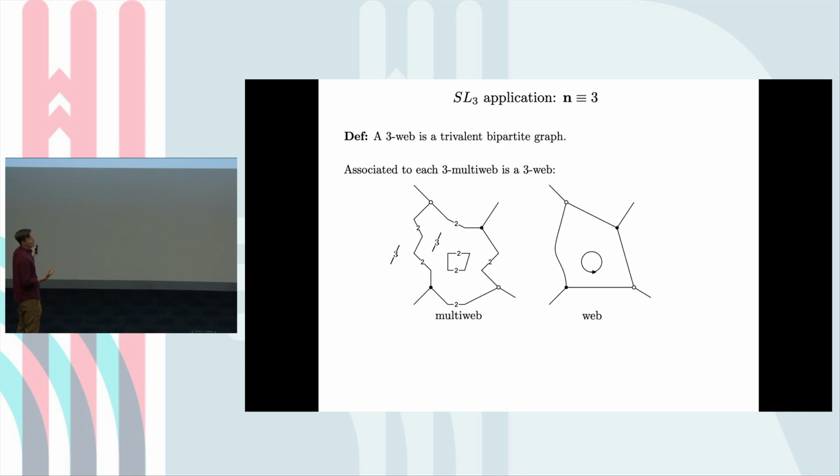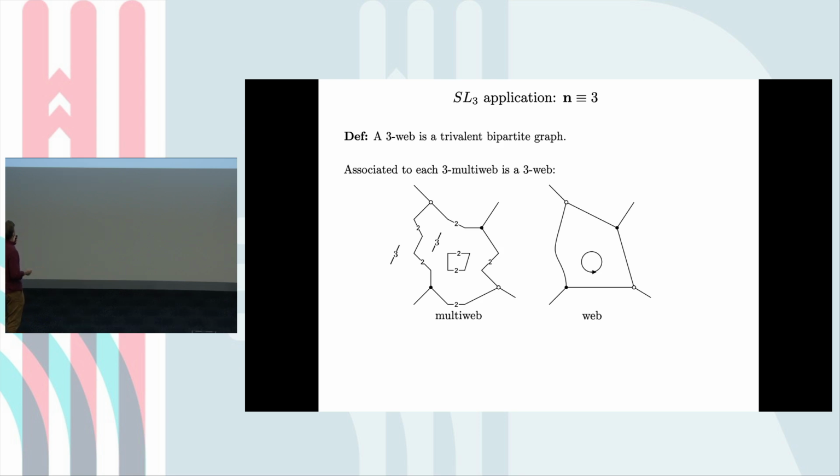First there's one more definition. When you're dealing with SL3, there are these things called 3-webs, which are almost the same as 3-multiwebs. What's a multiweb? A multiweb is something that sits inside an ambient graph. A 3-web itself is just an abstract bipartite trivalent graph. And if I have a multiweb here, that means the edges have multiplicity 0, 1, 2, or 3, and at each vertex the sum of the multiplicities is 3.